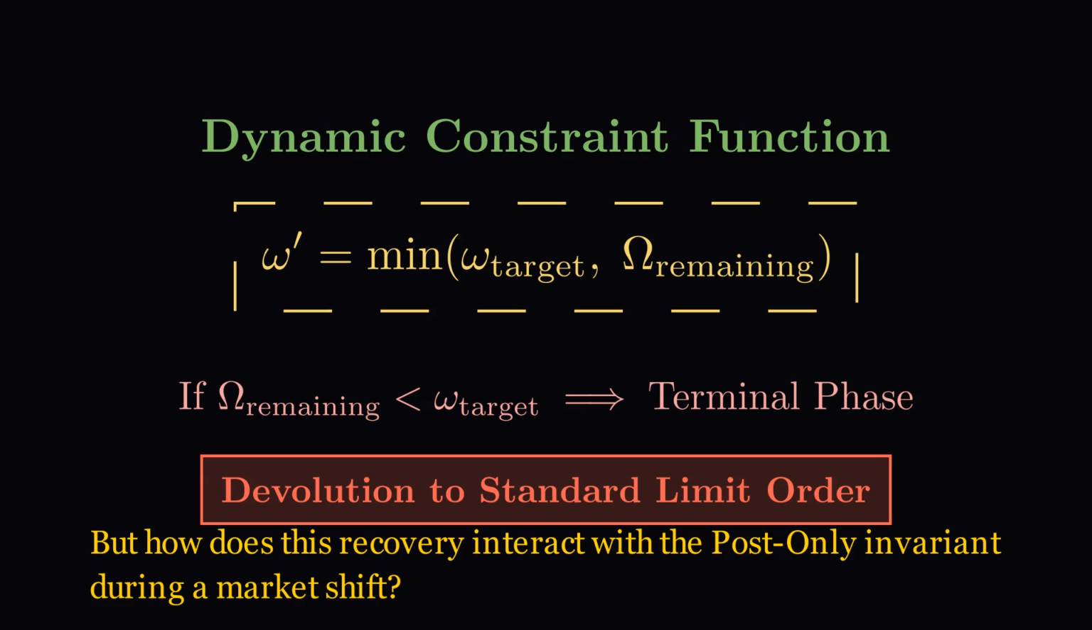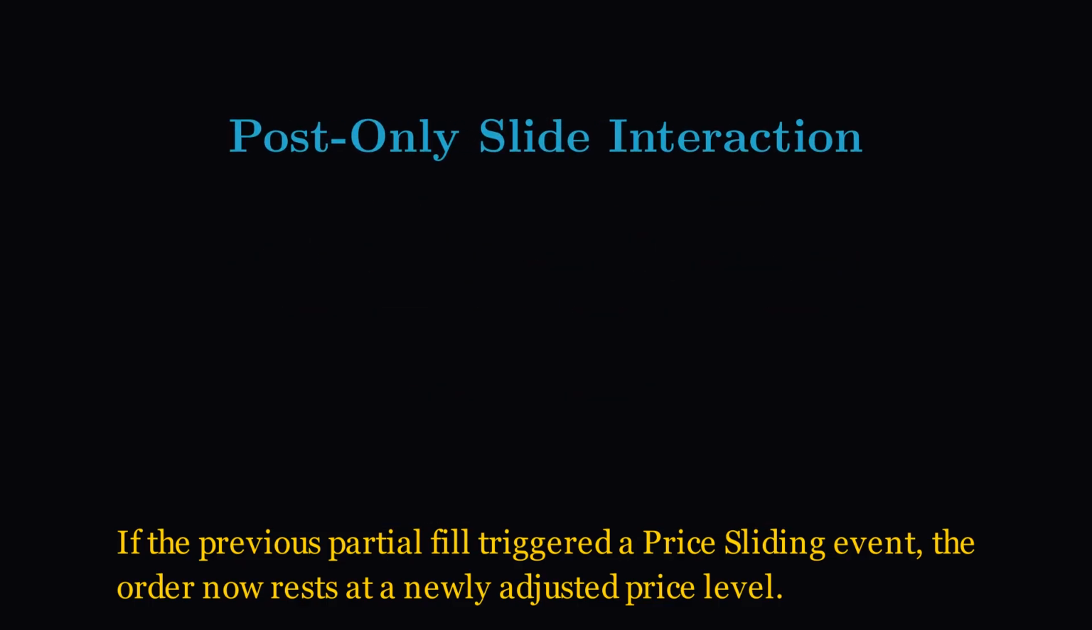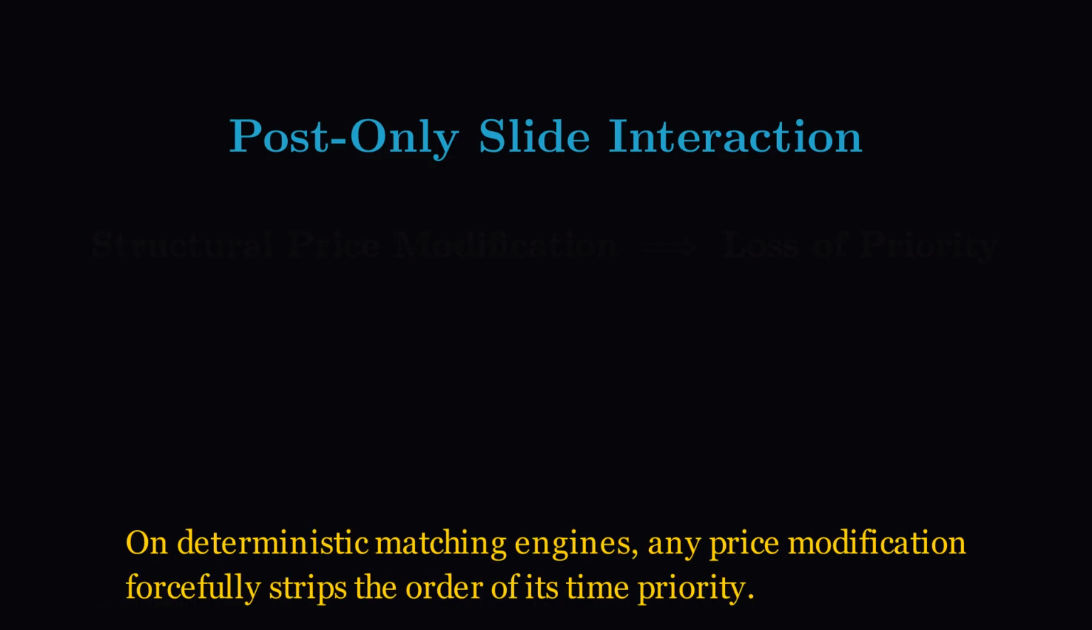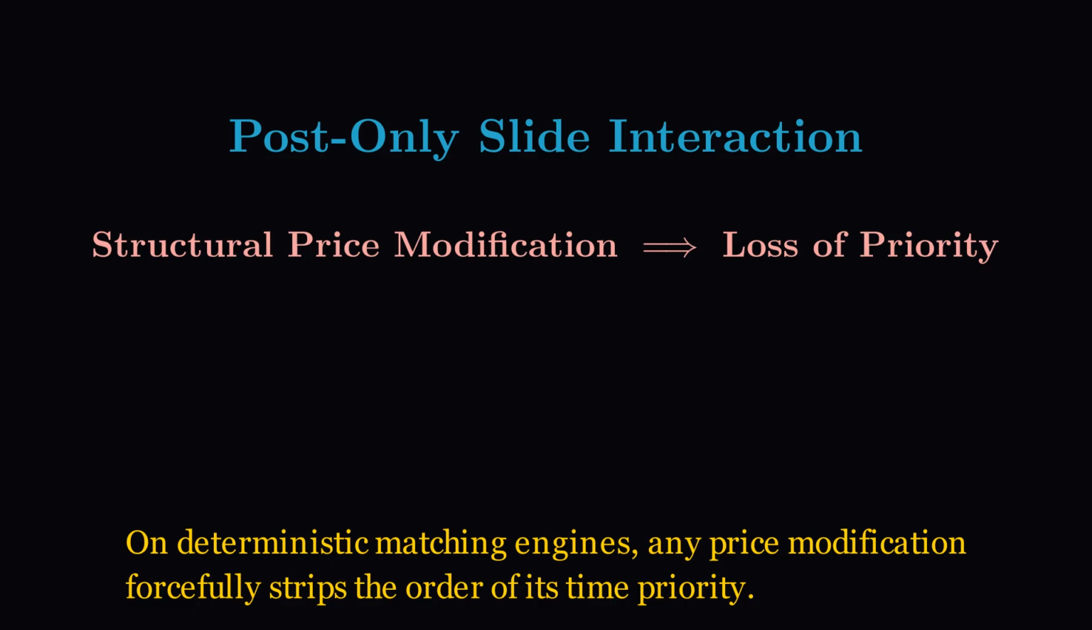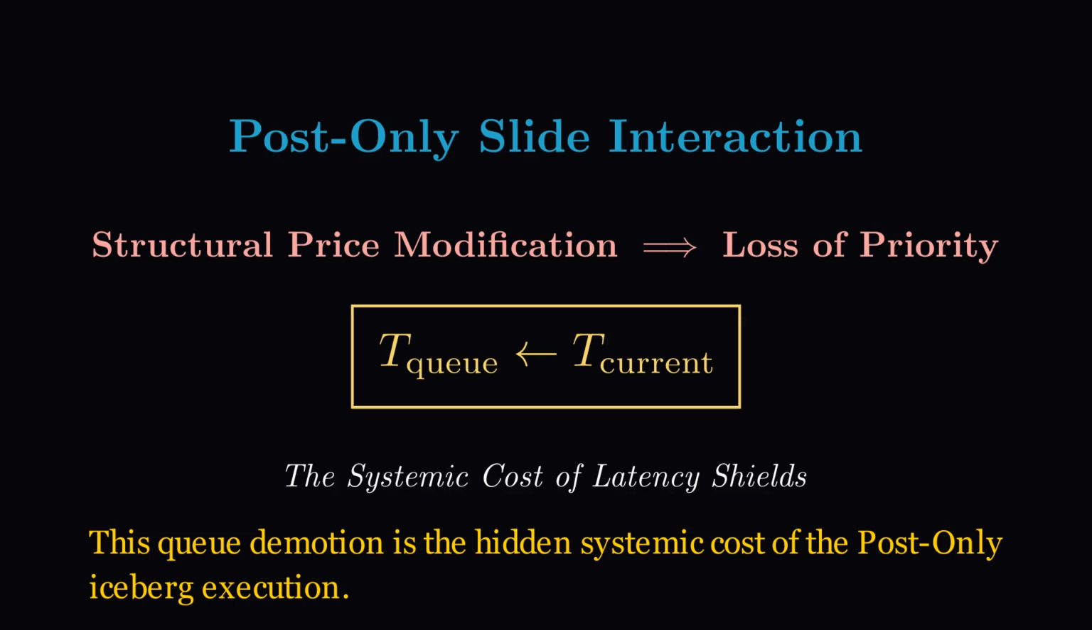But how does this recovery interact with the post-only invariant during a market shift? If the previous partial fill triggered a price sliding event, the order now rests at a newly adjusted price level. Re-establishing the peak at this degraded price level constitutes a structural modification to the resting node. On deterministic matching engines, any price modification forcefully strips the order of its time priority. The recovery sequence must therefore assign a completely new Q timestamp to the entire resting volume. This Q demotion is the hidden systemic cost of the post-only iceberg execution.